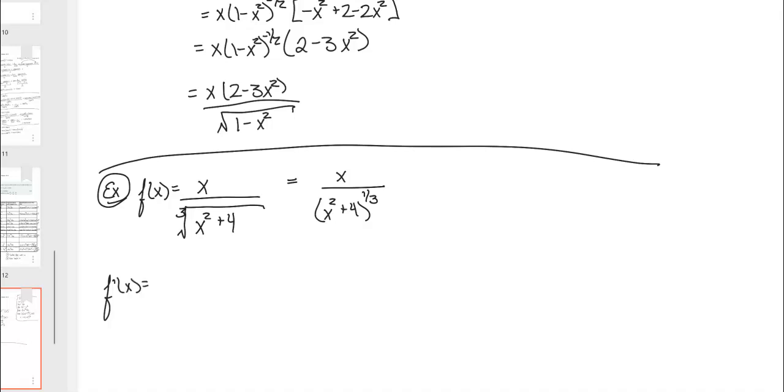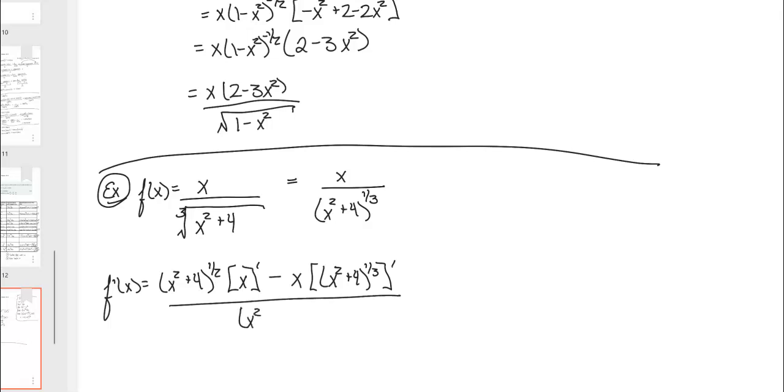Quotient rule says it's the bottom times the derivative of the top minus the top times the derivative of the bottom over the bottom squared. Okay, so there's my setup. Bottom, derivative of the top, minus top, derivative of the bottom, over the bottom squared. Question is, how do we take the derivative of this? That's going to be our chain rule, so we're going to do this off to the side.